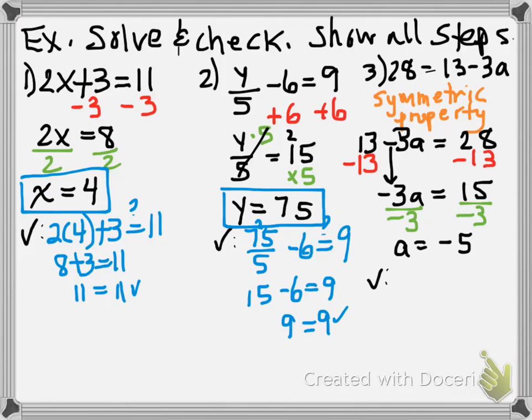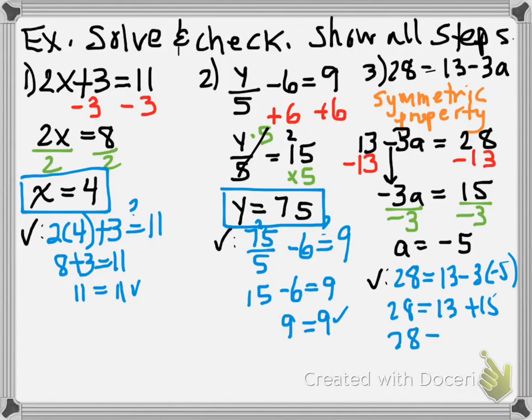But here's the deal. The check goes back to the original problem, because what if you wrote 13a minus, or 3a minus 13? You would not catch it if you went into the one that you rewrote. So we always go back to the original problem. And let's see. What's negative 3 times negative 5? 15. Positive 15. And I get 28 equals 28. Since that's true, that says, guess what? A actually does equal negative 5.